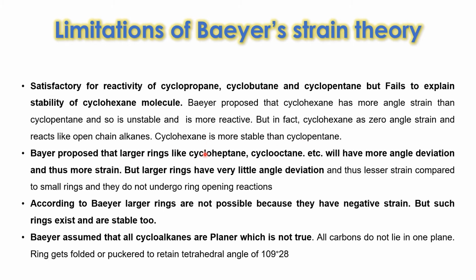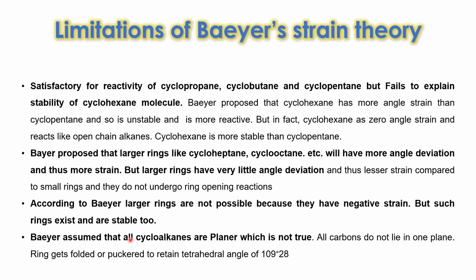Baeyer also proposed that larger rings, that is cycloheptane, cyclooctane, will have more strain and they will be unstable. He even said that such rings are not possible because they have negative strain. But in fact, such rings exist and they are stable too. And they have lesser and lesser strain as compared to these smaller rings, cyclopropane and cyclobutane. Because of their stability, they do not undergo ring opening reactions. Rings as big as C50H100 also exist.